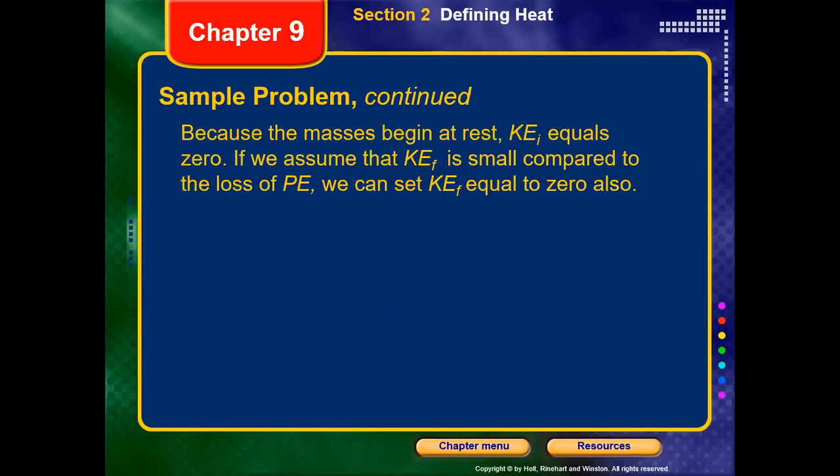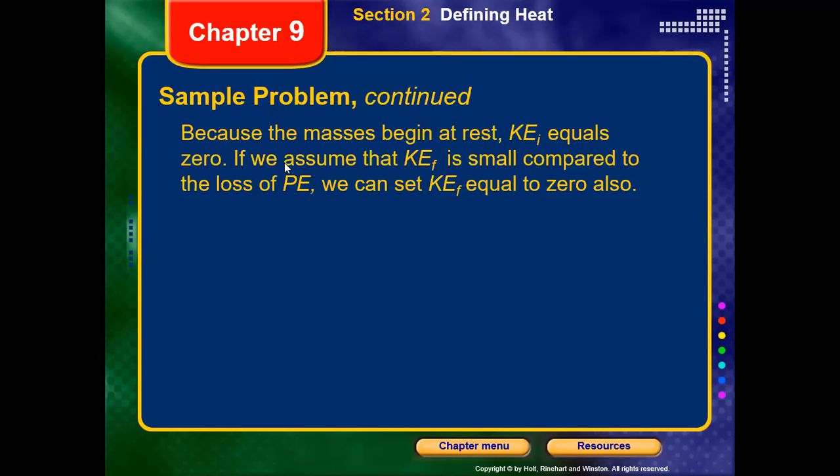Because the mass began at rest, kinetic energy equals 0. Kinetic energy is the energy of motion. So if the object starts the motion from rest, the two weights were at the high place at rest, they don't move. So the kinetic energy initial is 0.